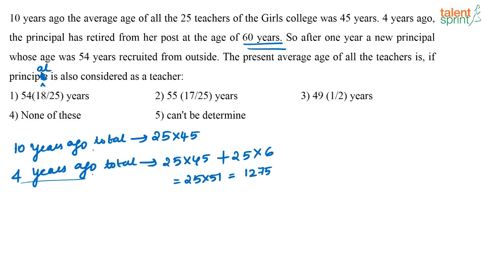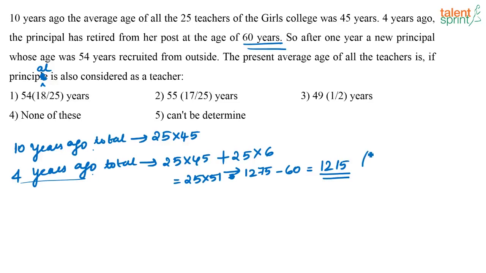So 25 into 51 is 1275, right? Yes. Now what is happening in this year? In this year, a principal whose age is 60 years has retired. So I have to subtract the age of this principal here, right? So now what will be the total age after the principal has retired? After the principal has retired, the total age is going to be 1215. So this is the total age of the teachers 4 years ago, and one principal has gone.